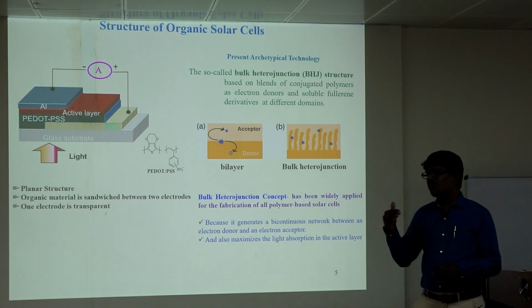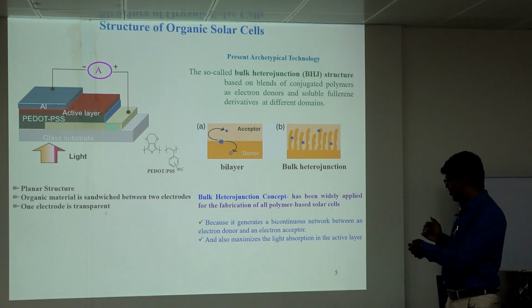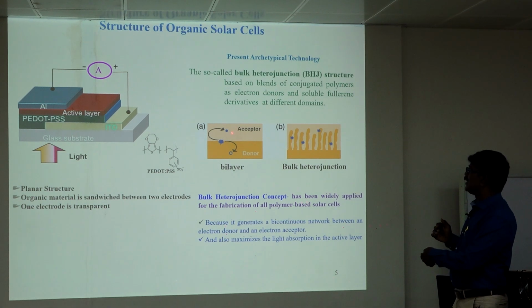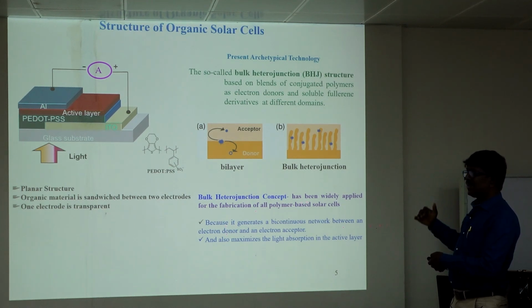Bilayer means you are coating one by one. So you can see you put a donor first, over which you put the acceptor. So these will be two different layers. If two different layers are there, the electron has to cross from one layer to the one above. It may take some time.